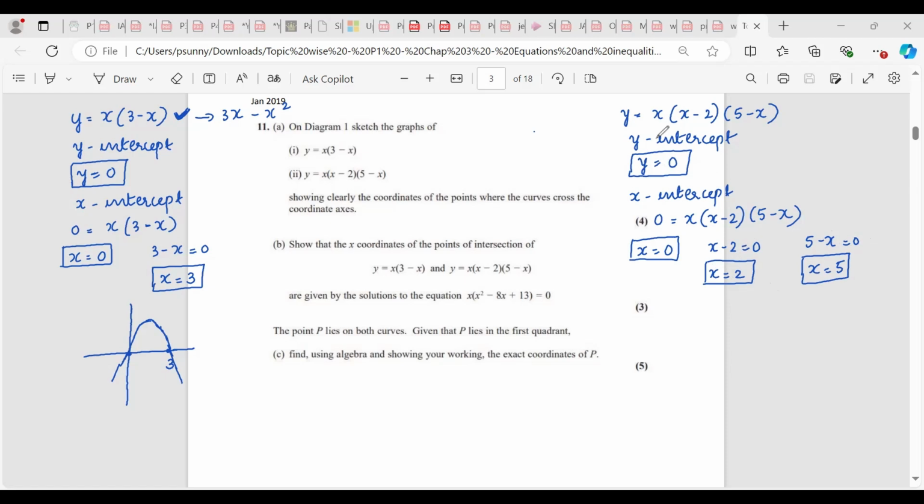Now to get the shape, we need the sign of the coefficient of x cubed. So for the coefficient of x cubed, x into x is x squared. So x squared into minus x will be minus x cubed.